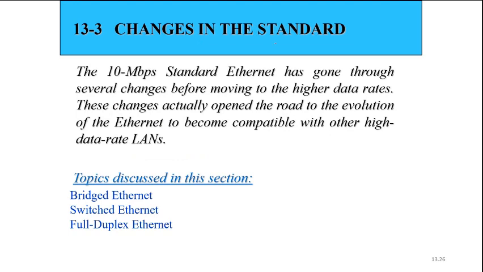Then changes in the standard. Instead of using only the standard Ethernet that is of 10 Mbps, different higher speed Ethernets have been implemented. These higher speed Ethernets are considered as the evolution of the basic Ethernet to the next fast Ethernets. The 10 Mbps standard Ethernet has gone through several changes before moving to the higher data rates. These changes opened the road to the evolution of Ethernet to become compatible with other high data rate LANs.